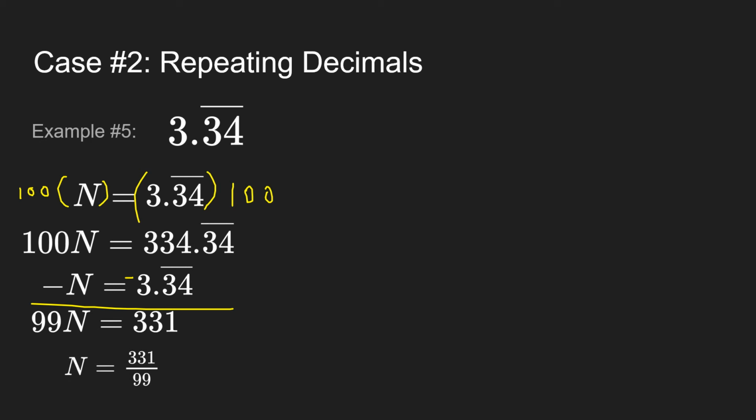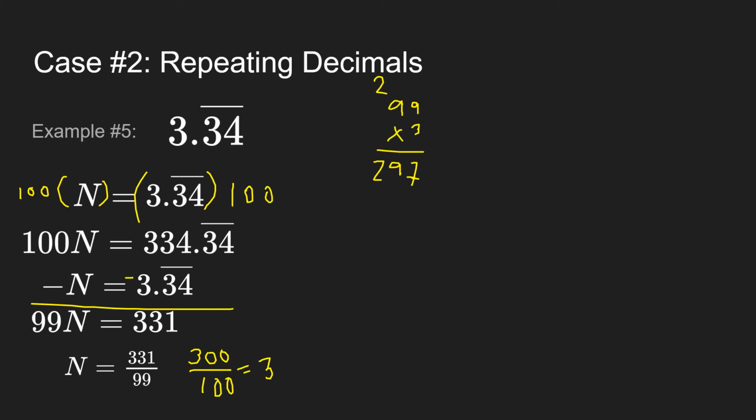But we want a mixed number. We know that 300 divided by 100 gives us 3. And 99 is just smaller than 100. And then our numerator is 331. So what we need to do is we will multiply 99 times 3. 99 times 3, so we have 9 times 3, which gives us 27. And then 9 times 3 again gives us 27, plus 2 equals 297.